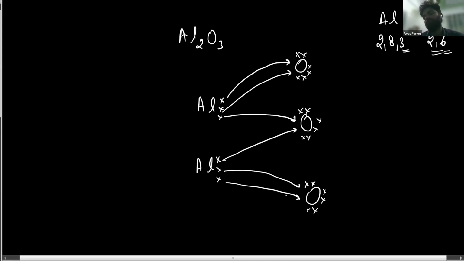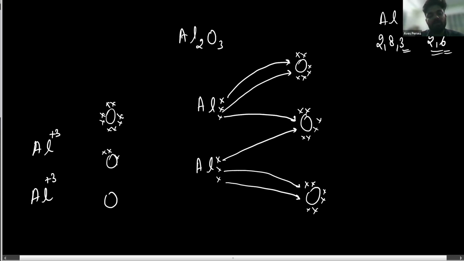You understood? Now what is going to happen next? You will get Al again. After donation, you have to show it. It will become 3 positive because it has donated. Both of them have donated 3, and they have gained 2 electrons extra. There will be 8 electrons, and here also 8 electrons.